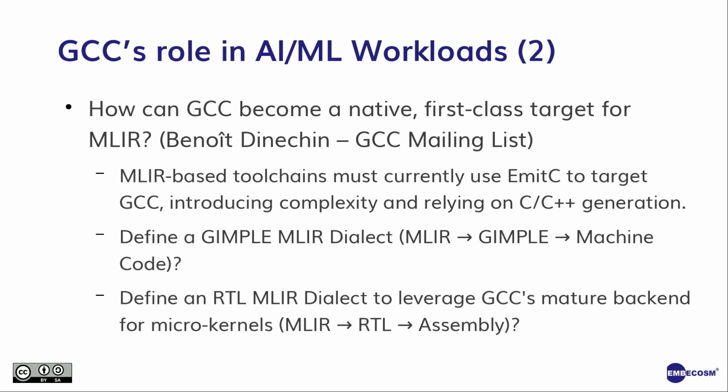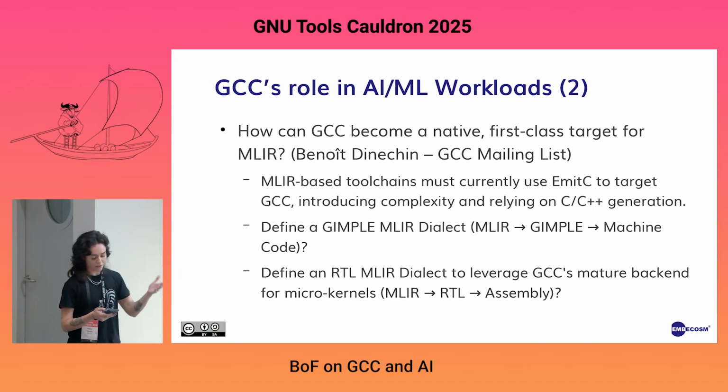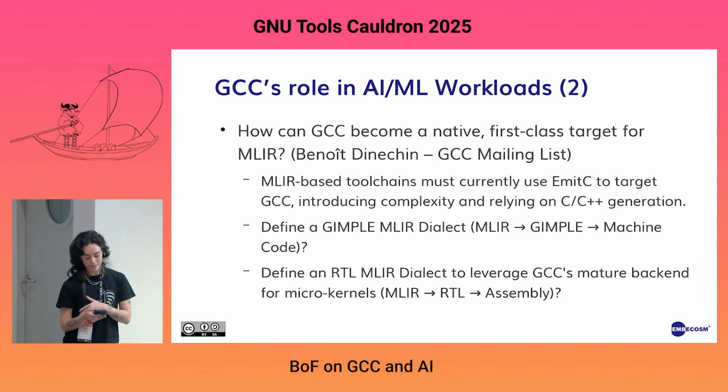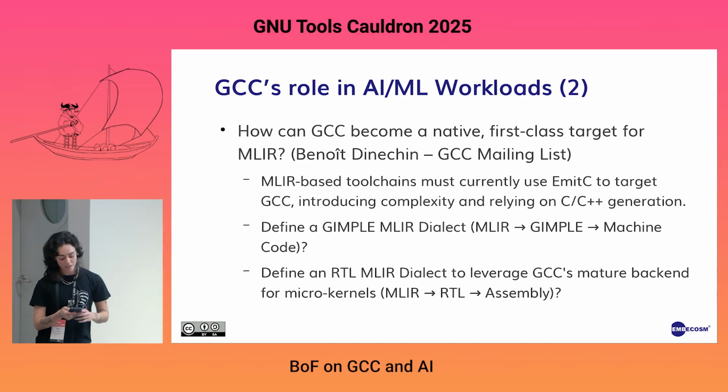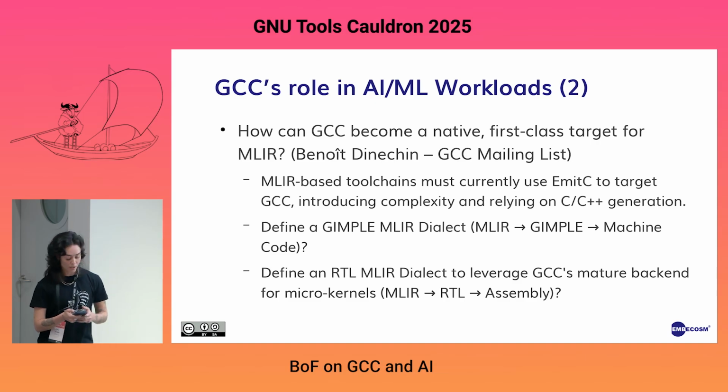So this one is a use case that I got from the GCC mailing list. I asked if there was anything that anyone wanted me to talk about, and Benoit from Colray got back to me. They basically pointed out that organizations using GCC, unlike those using LLVM, have to rely on the emit-C dialect to bridge MLIR in GCC. So to make GCC a stronger target for the MLIR ecosystem, what are the best paths forward?